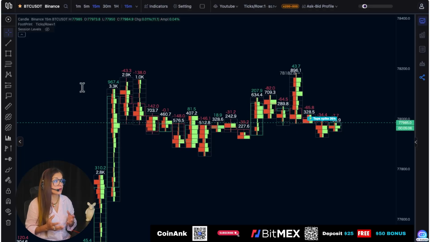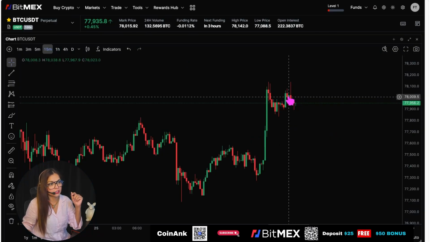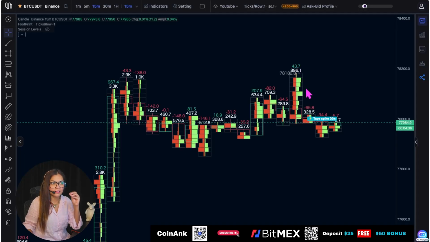Now, why does it matter? Well, it matters because it changes everything. Let's say, for example, you see a big red candle, and I know at 4:30, New York time, there was this big red candle here if you look at the regular chart. However, the delta on this candle is positive. We can see that the buyers were in control.